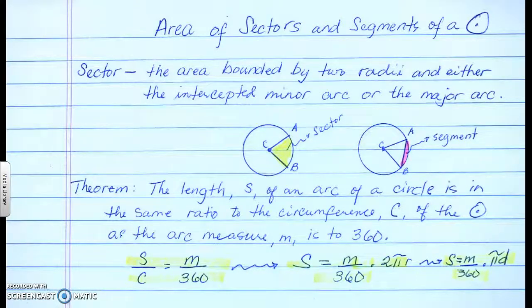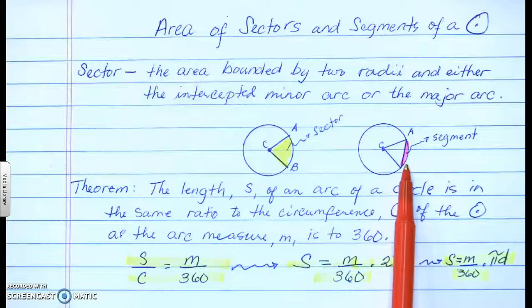Another vocabulary that you need to know is a segment of a circle. A segment of a circle is that region that is bounded by the chord and the part of the sector of your circle. So right here, this pink highlighted area is your segment. It's called the segment of a circle. So let's go to the theorem right away.